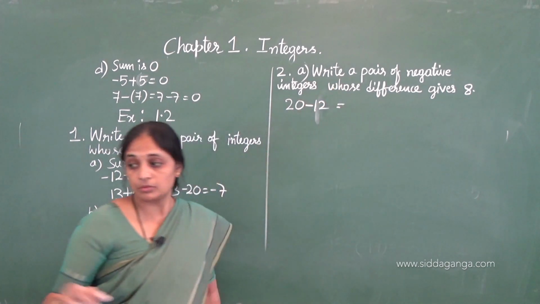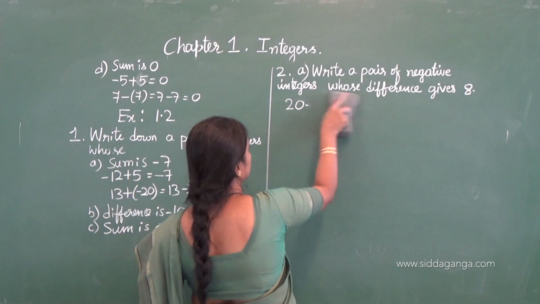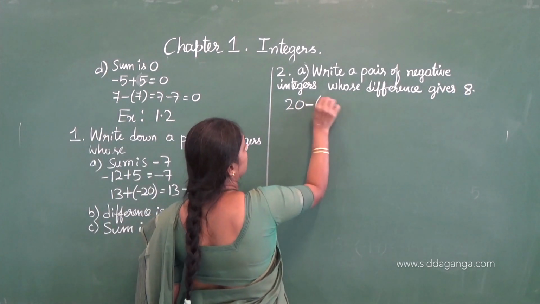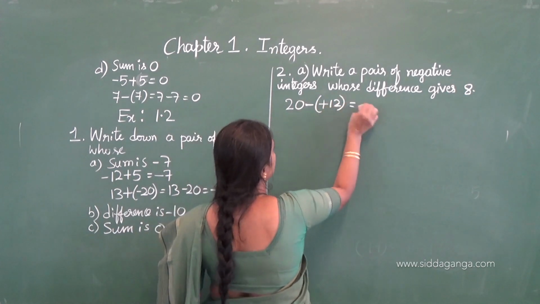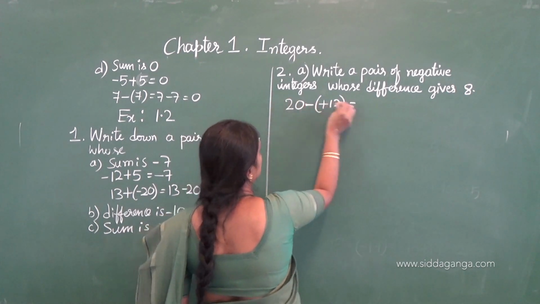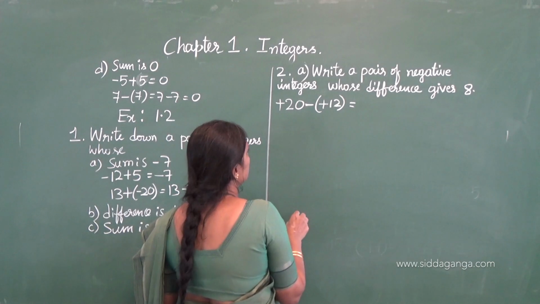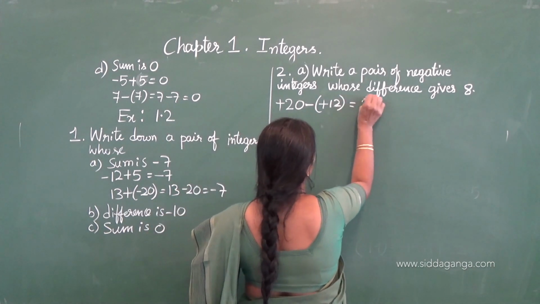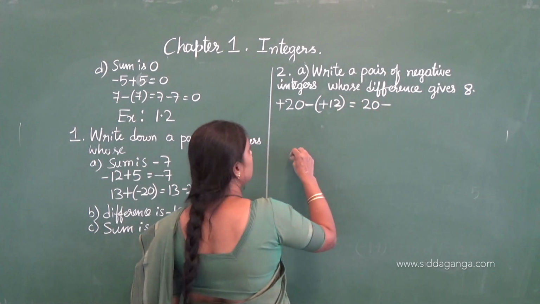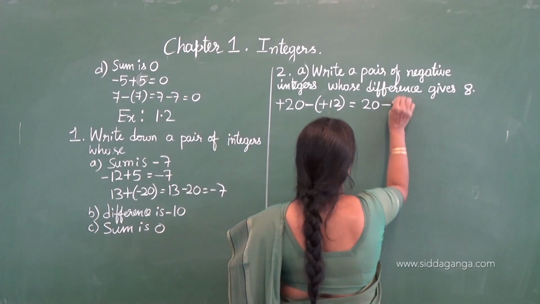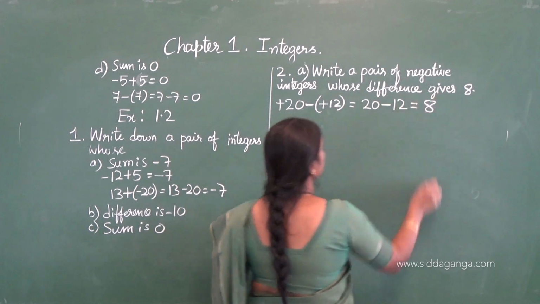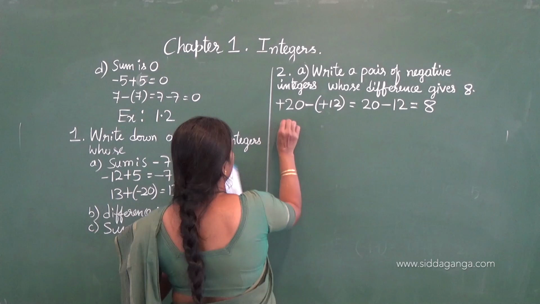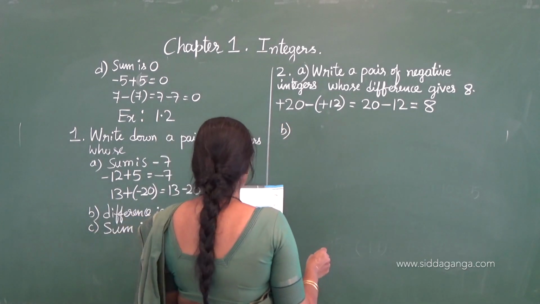We have to take integers here, then we can write like this: 20 minus of plus 12 is equal to, then here also we can write this plus 20 minus of plus 12, then we get minus 20 minus into plus is minus 12, we get 8. Okay, so this is the difference, and you do the second one and third one.